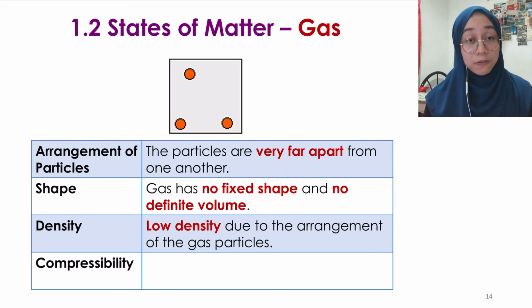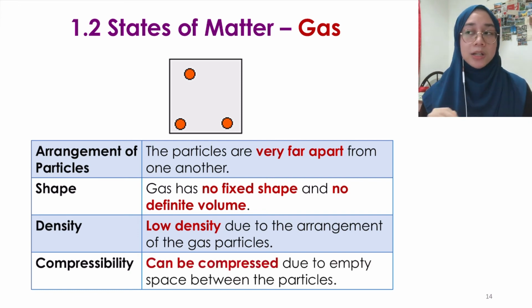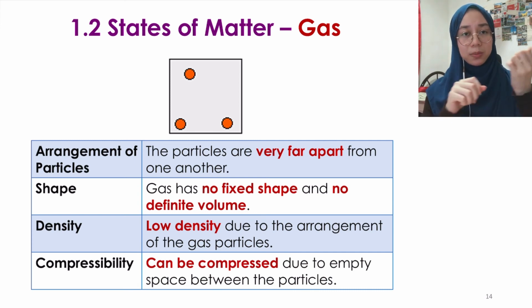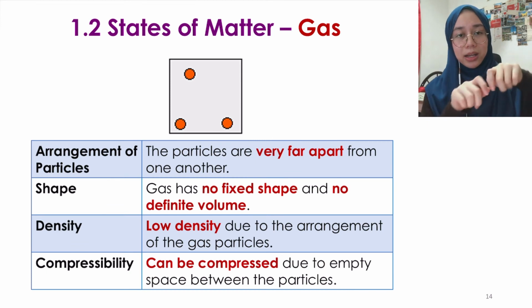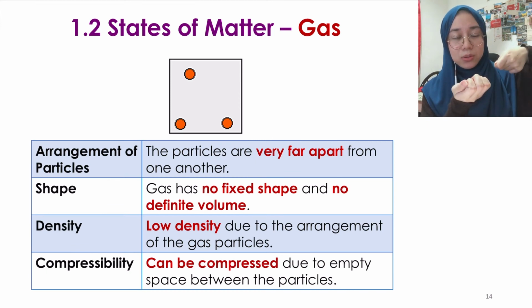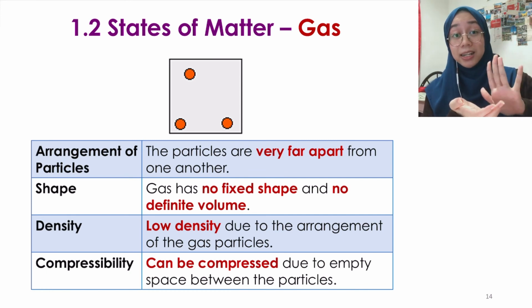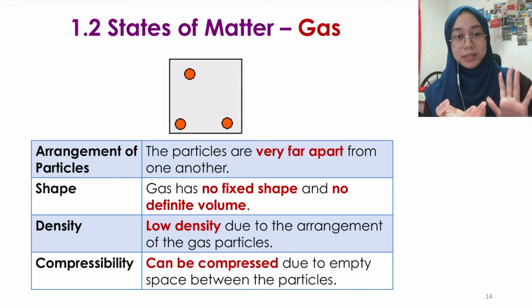Okay, and then in terms of compressibility, so what do you think about this? Since dia ada banyak space, therefore kita boleh compresskan dia. Contoh macam mana kita nak tengok compress adalah kalau kamu ada piston ataupun syringe tu kan. I mean like kalau kita just tarik syringe tu, kita boleh tarik, sebenarnya kita tarik gas sebenarnya masuk dalam. Okay, and then kalau kita try tolak, dapat je kan? So gas is compressible.